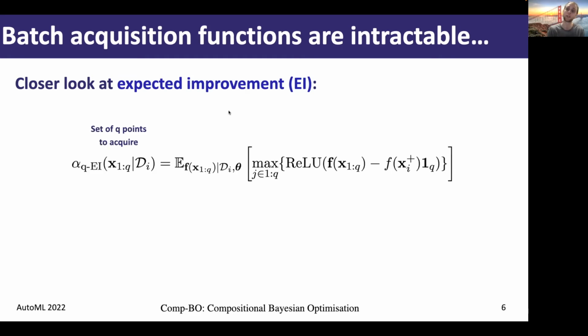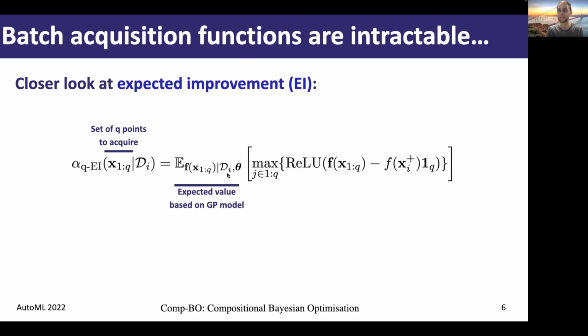The expected improvement takes as input a set of Q points from the search space, which are the points that we would like to acquire. This set of points we would acquire is the result of the acquisition function optimization, maximization. And it is expressed as the expected value over the posterior GP prediction given the past observations D_i.